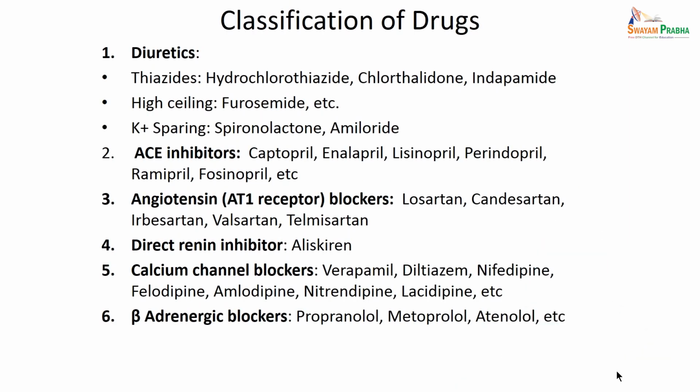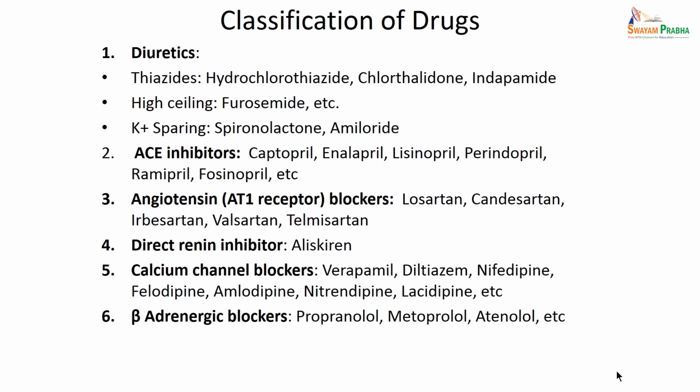Now, depending on the pathophysiology, we have several drugs. The older drug class is diuretics. It is the cheapest and most efficacious, like the thiazide diuretics: hydrochlorothiazide, chlorthalidone or indapamide. Among these diuretics we also have high ceiling diuretics, for example furosemide, and we have potassium sparing diuretics like spironolactone or amiloride. Of course, we have a newer version, eplerenone, a potassium sparing diuretic.